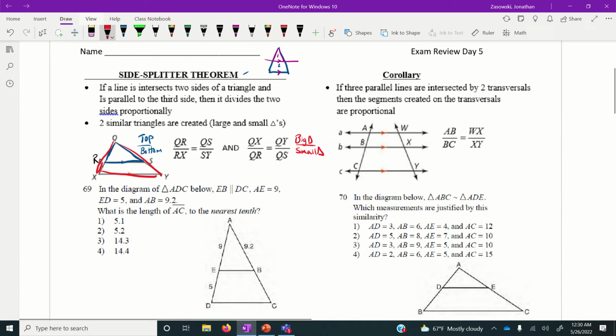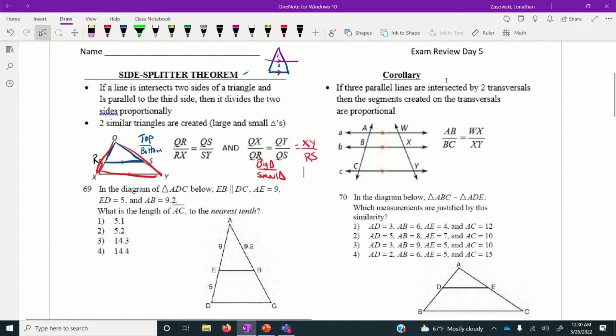All right, and actually I'm going to move that down here because another ratio that you can create here that we haven't is using the two sides from the side splitter theorem, the actual split side and the side on the bottom, which would be XY over RS. So usually when you notice they're giving you these two parallel lines, that's when you're going to start definitely using big triangle over small triangle.